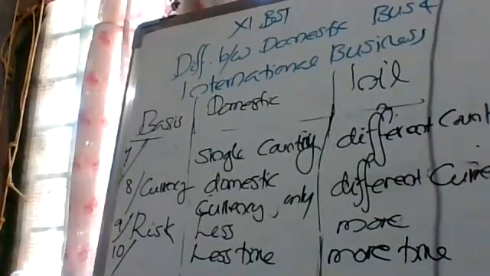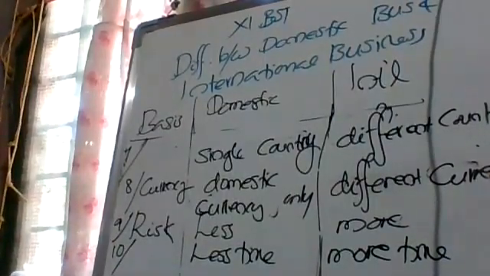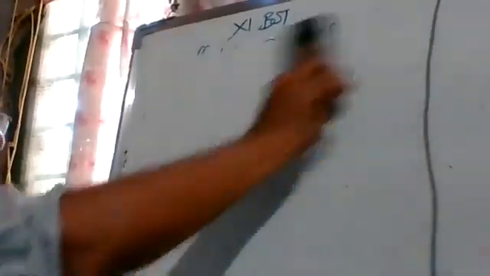The last chapter. Next topic, advantages of international business. Advantages of international business. Ten point three only, right? Page number 10.3, isn't it? Hold on. Yes, sir.